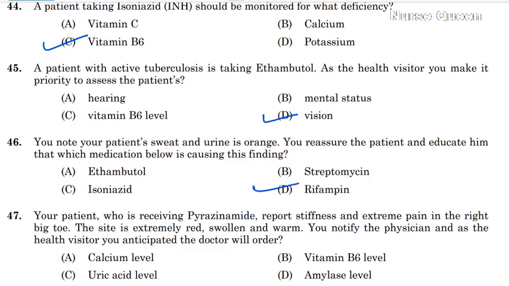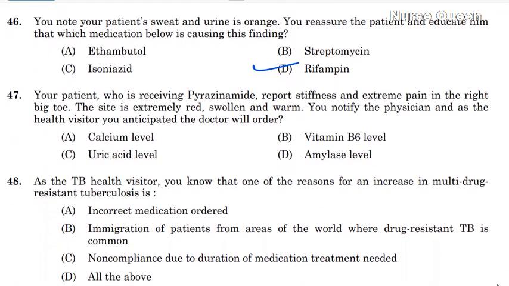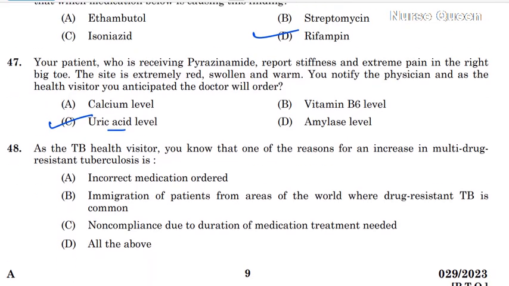Rifampicin. Your patient who is receiving pyrazinamide reports stiffness and extreme pain in the right big toe. This site is extremely red, swollen, and warm. You notify the physician and ask the health visitor, you anticipate the doctor will order. Correct answer, uric acid level. Should check always for patient on pyrazinamide.